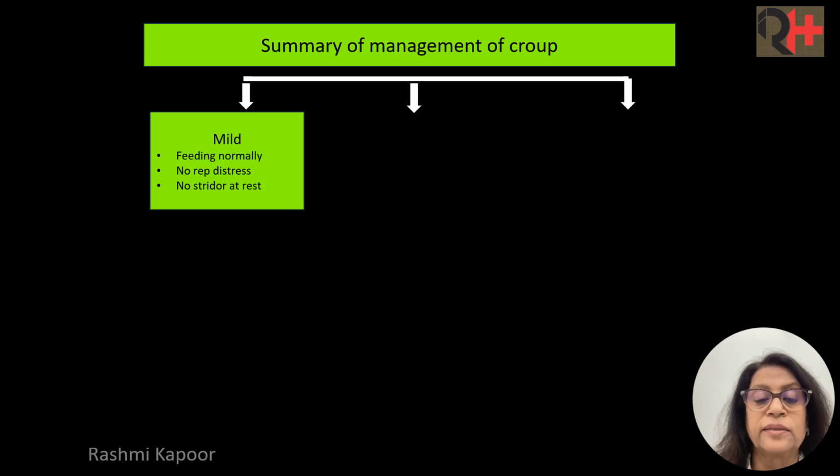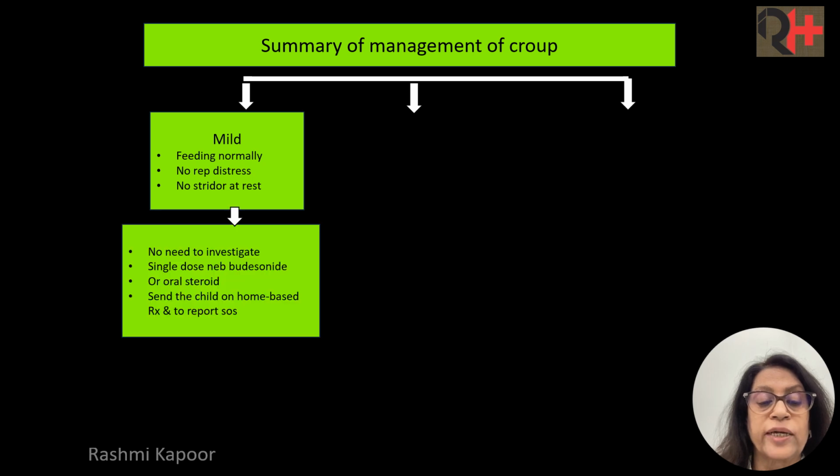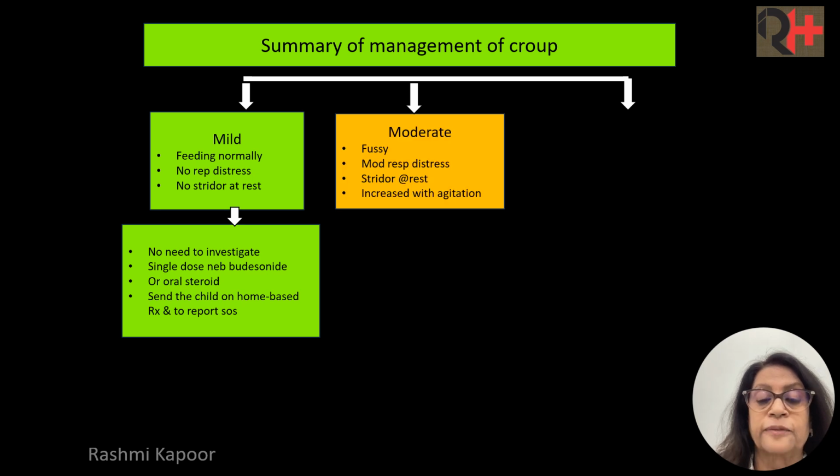So to summarize, if the child has mild croup and feeding normally, no respiratory distress, no stridor at rest, so there is no need to investigate. Single dose of nebulized budesonide or oral steroid and send the child on home-based treatment. Ask the parents to keep the child hydrated and report SOS.